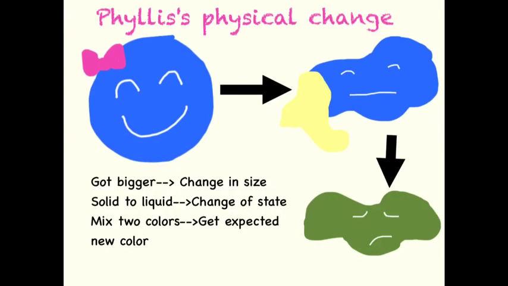Now, the tricky part comes when Phyllis has some paint thrown on her because the paint makes her change color. And you might be tempted to say that this is a chemical change for Chemmy, but it's not. What color do you expect to see when you mix yellow and blue? And the answer is green. So when you mix two colors and you get an expected color that is new, then you can say this is a physical change. This happens because your eyes are seeing both the yellow and the blue. You did not make anything new because Phyllis is just Phyllis with yellow paint inside of her.